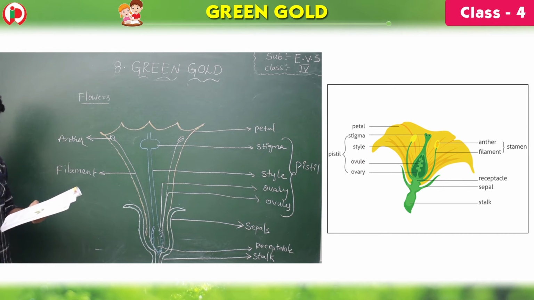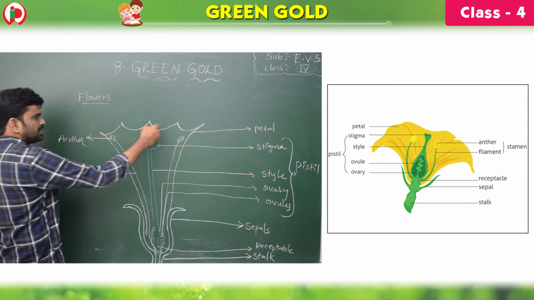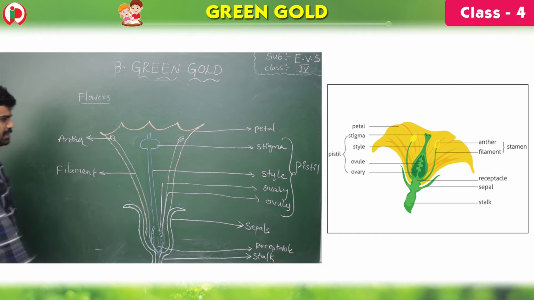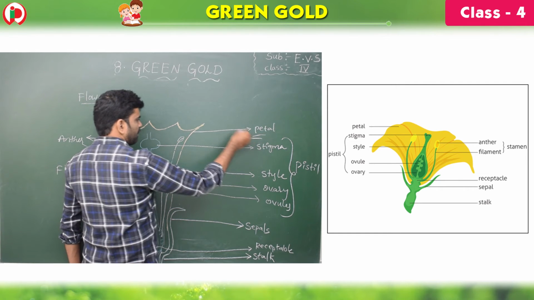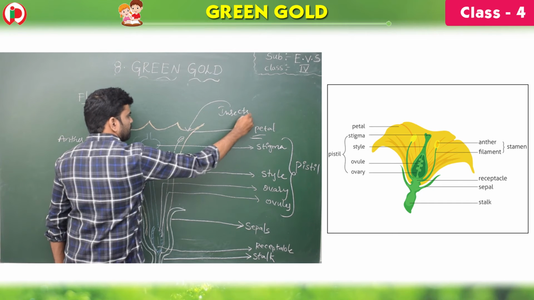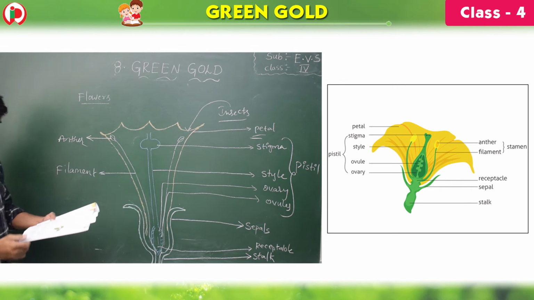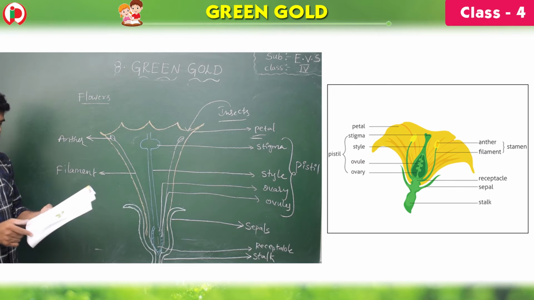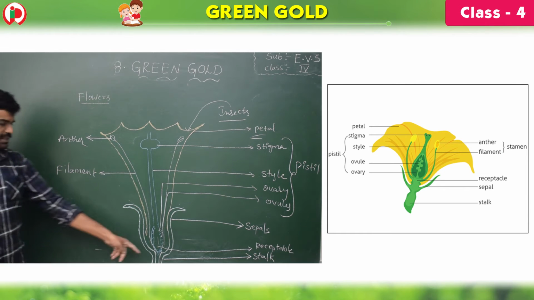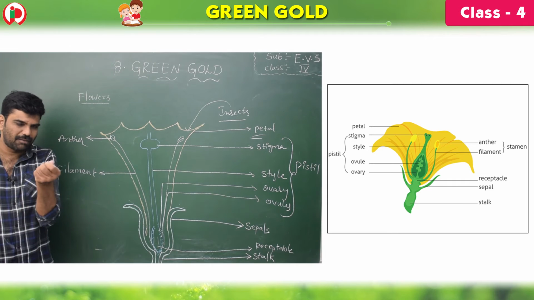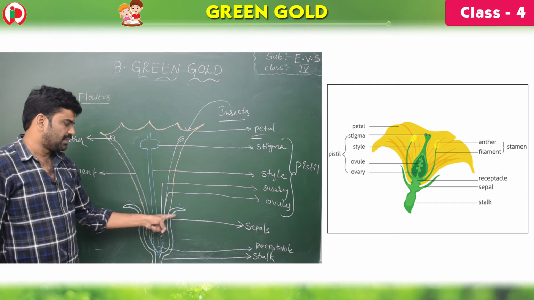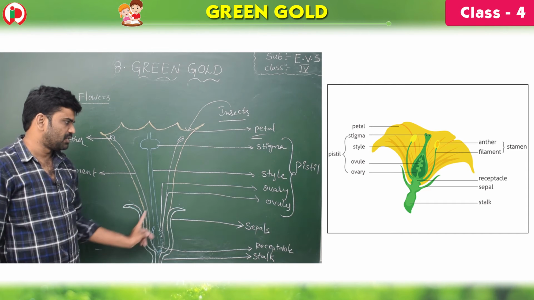The petals of a flower. See, this is called petals, children. What will this petal do? It attracts the insects and facilitates pollination. Butterflies and bees are attracted because of these petals. And this is the stalk, children, to hold the flower, and this is the receptacle, which receives. And these are sepals, children, usually green in color.